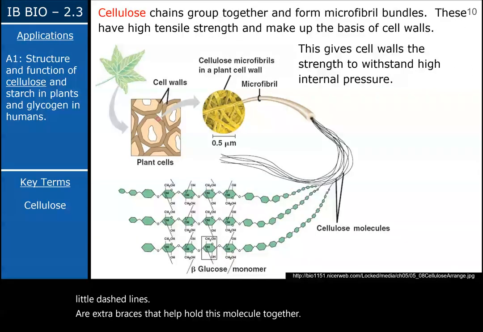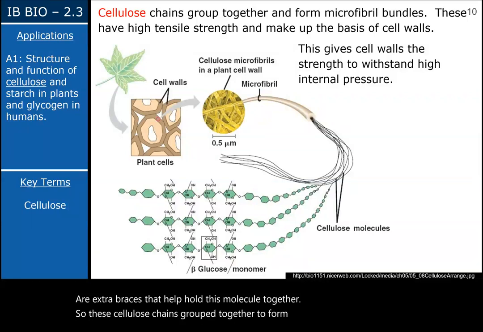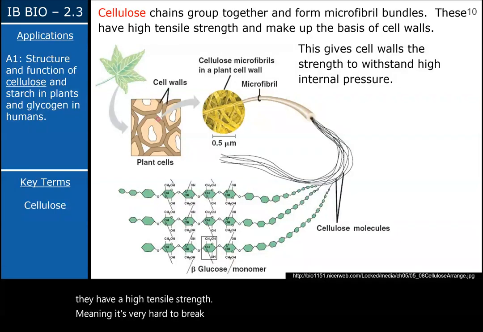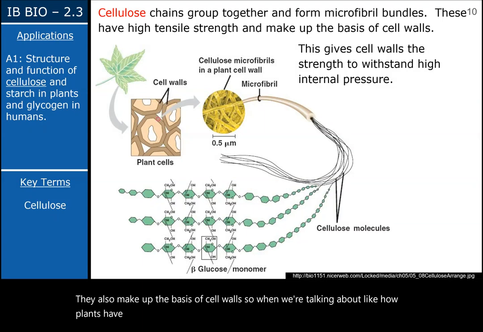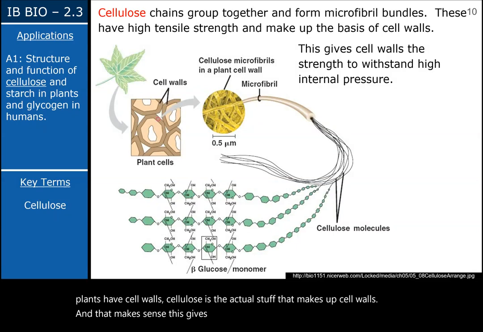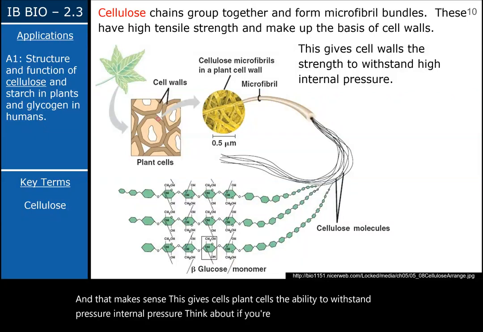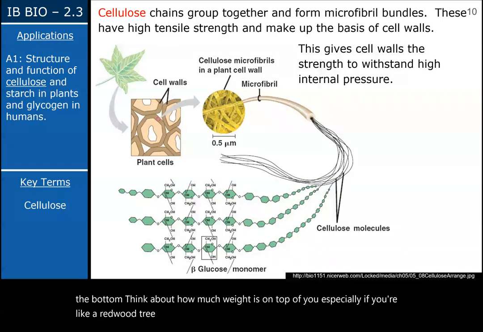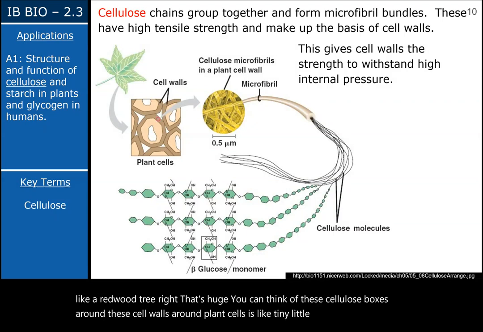So these cellulose chains group together to form microfibril bundles, and they have a high tensile strength, meaning it's very hard to break them. They also make up the basis of cell walls. So when we're talking about how plants have cell walls, cellulose is the actual stuff that makes up cell walls. And that makes sense. This gives plant cells the ability to withstand internal pressure. Think about if you're a cell in a tree and you're towards the bottom, think about how much weight is on top of you, especially if you're a redwood tree, right? That's huge. You can think of these cellulose boxes around plant cells as like tiny little skeletons that help that cell maintain pressure.